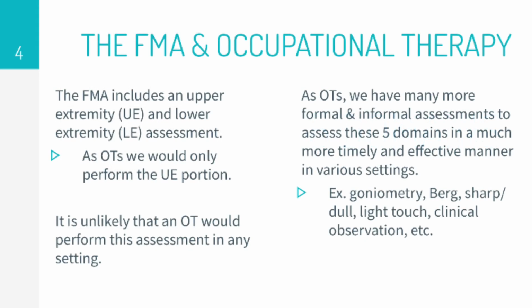The FMA includes an upper extremity and lower extremity portion of the assessment. As OTs, we would only perform the upper extremity portion. It is unlikely that we would see an OT perform this entire assessment in any setting. As OTs, we have many more formal and informal assessments to assess these 5 domains in a much more timely and effective manner.